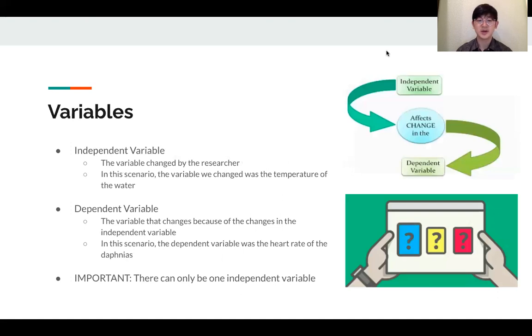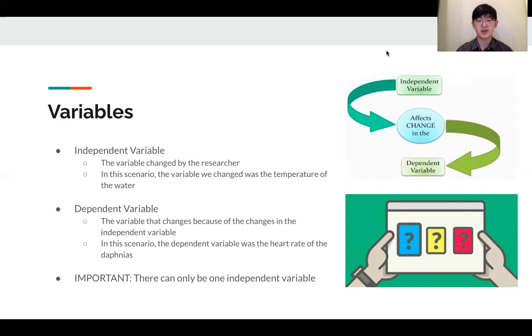And when we're designing this experiment, we can't leave out this conversation about variables. So there are two different types of variables. There's an independent variable, which is the variable changed by the researcher. In this scenario, the only variable that the researcher changes is the temperature of the water. That's the only thing that's going to be in our control. The dependent variable, on the other hand, is the variable that changes because of the changes in the independent variable. In this scenario, the dependent variable is the heart rate of the daphnias because we're not actually changing the heart rate, we're changing the temperature. But we're predicting that the change in the temperature is going to change the heart rate of the daphnias.